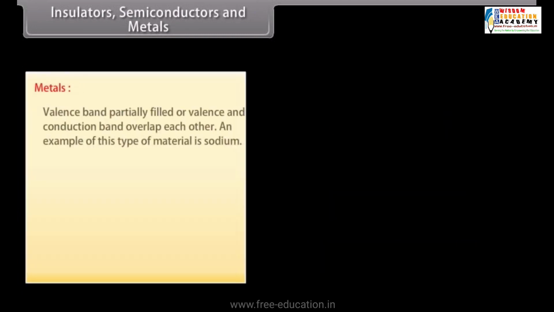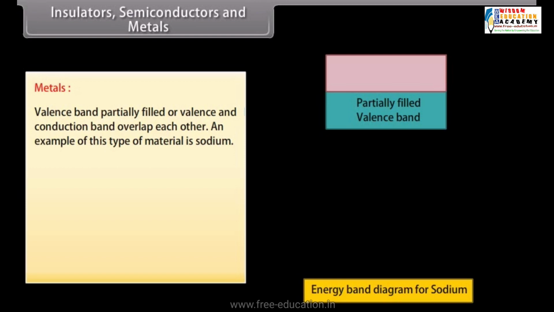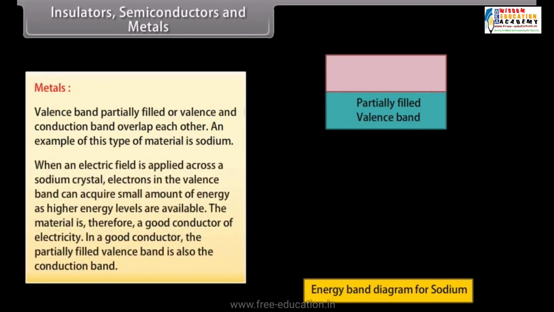Metals. Valence band partially filled or valence and conduction bands overlap each other. An example of this type of material is sodium. When an electric field is applied across a sodium crystal, electrons in the valence band can acquire a small amount of energy as higher energy levels are available. The material is, therefore, a good conductor of electricity. In a good conductor, the partially filled valence band is also the conduction band.